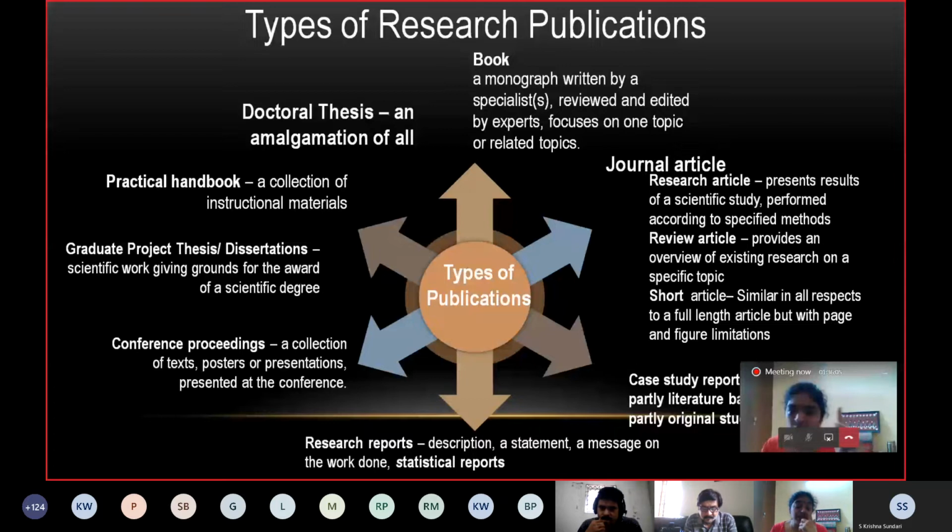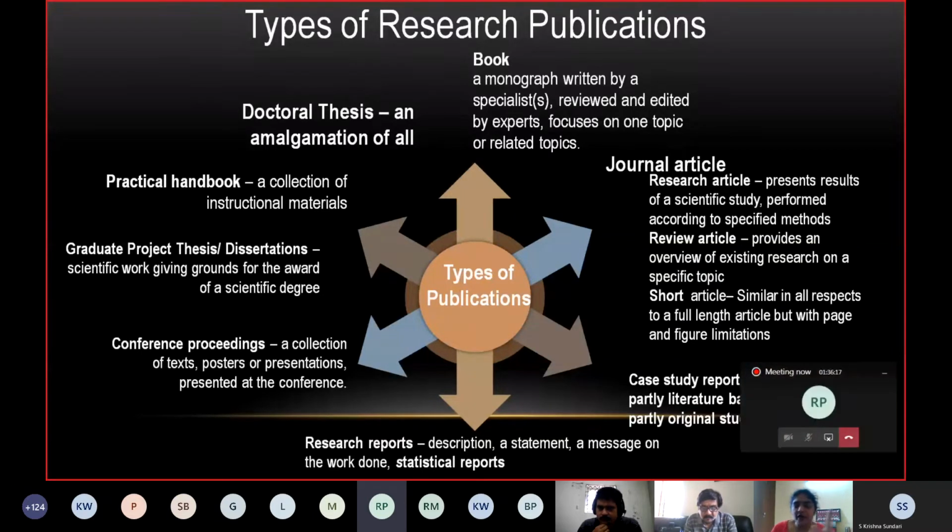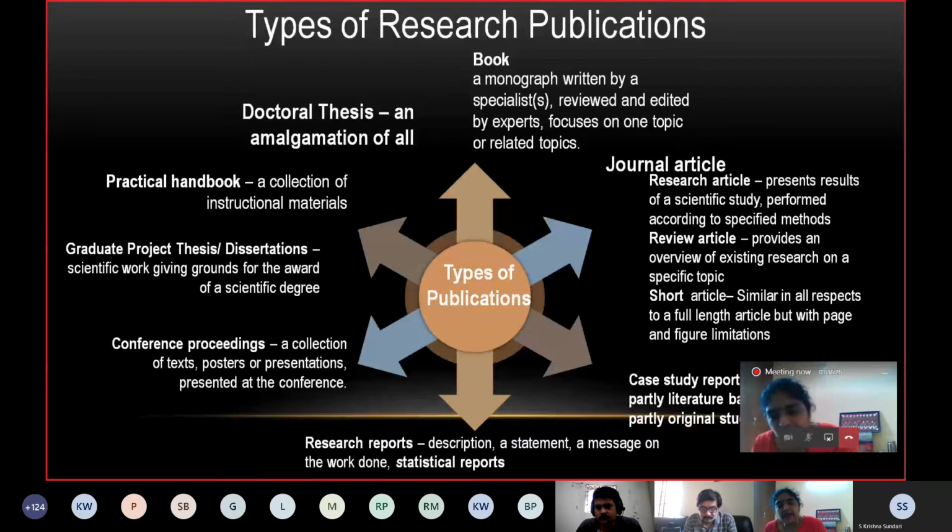The third question, what is your third question? The third question was the best suitable statistical software for data analysis in medical science. It's SPSS or maybe some other kind. Yeah. So there are multiple statistical tools. There are online free tools also.